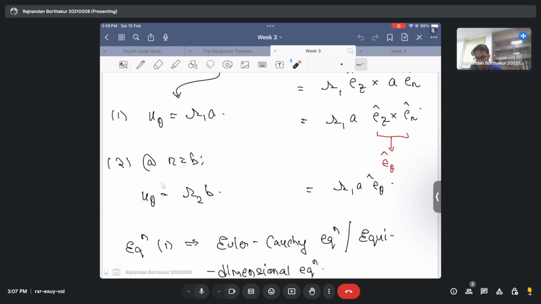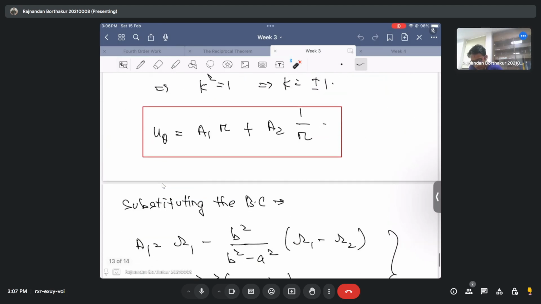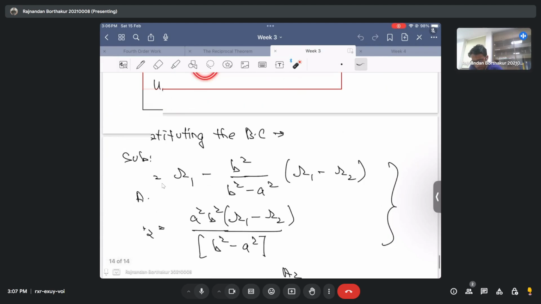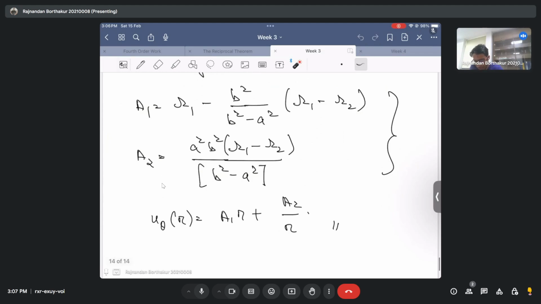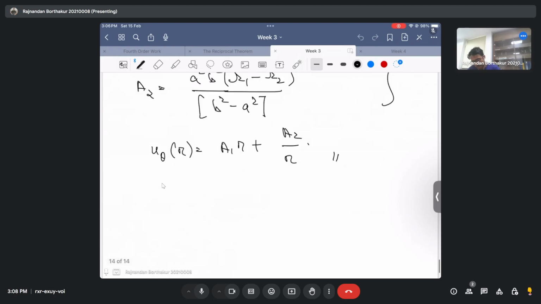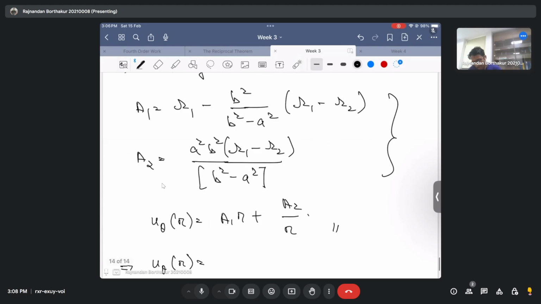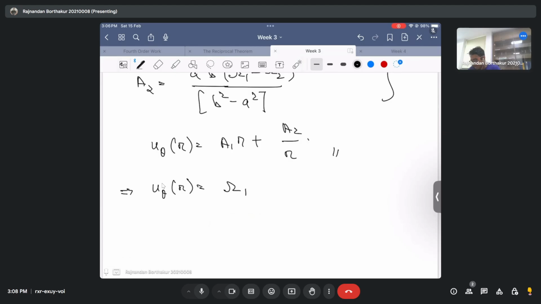And just invoking these two boundary conditions in the obtained solution for u theta, we said that the constants a1 and a2 are going to be something like this. Just substituting the boundary conditions in the equations and solving for a1 and a2 is something that we did. The complete solution for u theta is just a1 times r plus 1 by r times a2. That is something that we got. So basically, if we just write it down, u theta as a function of r, my a1 is just omega 1.